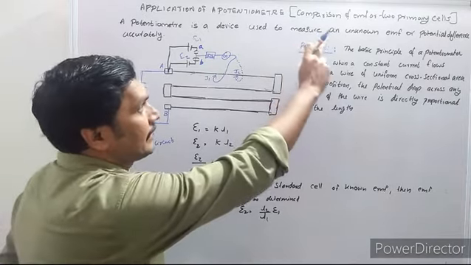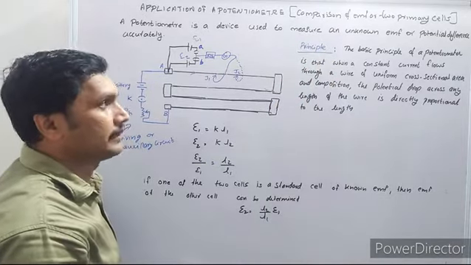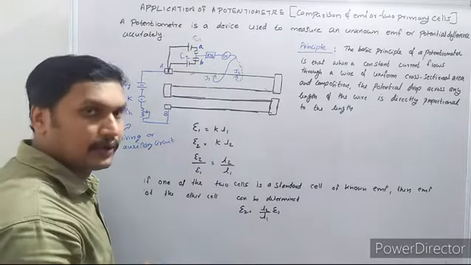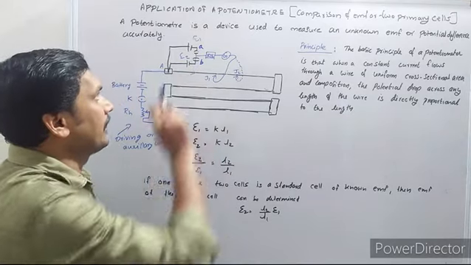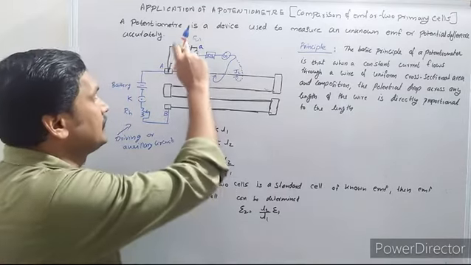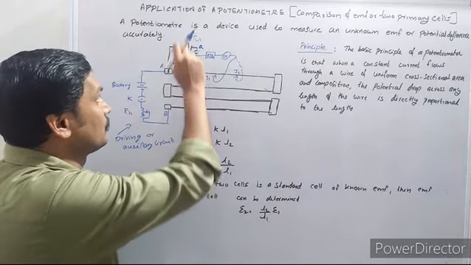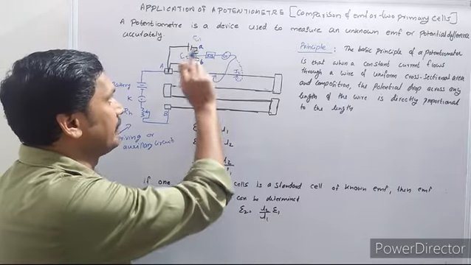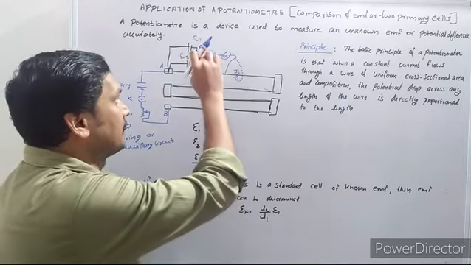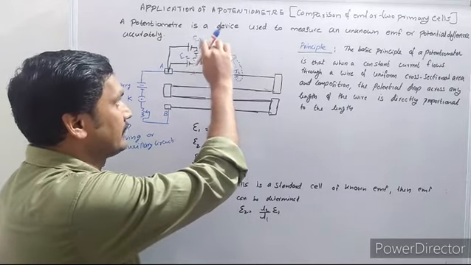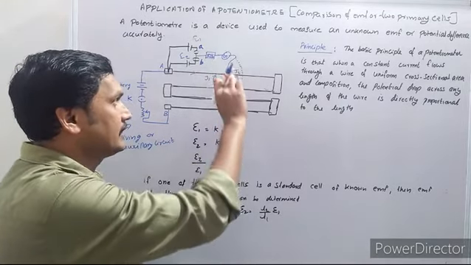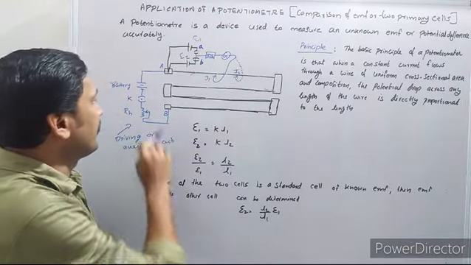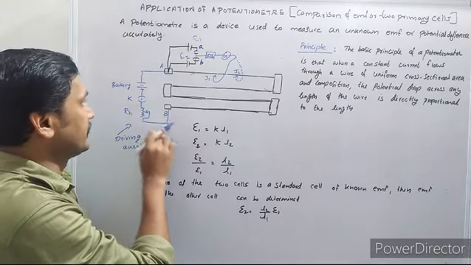The first application: comparison of EMF of two primary cells. Here we have two primary cells, E1 and E2. We want to compare the EMF of E1 and E2. For that, we are connecting the positive terminals of these two cells to the point A, and the negative terminals are connected to a two-way key. And the common point of this two-way key is connected to a resistance box, galvanometer, and then the sliding contact jockey.